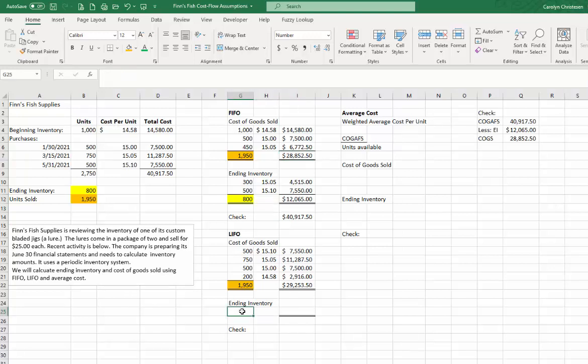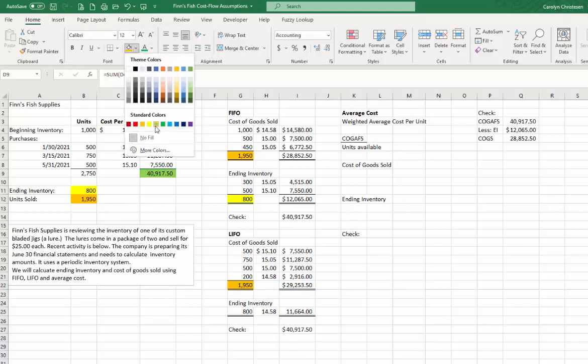All right, so now what do we have left in our ending inventory? Well, we have 1,000 of those minus the ones we sold. We have the 800 left, and they're all at $14.58. Multiply those out, and we get our ending inventory. Okay. All right, so again, let's do the check. So our cost of goods sold plus our ending inventory has to equal back to this number here. Let's make that a different color. Let's make it green.